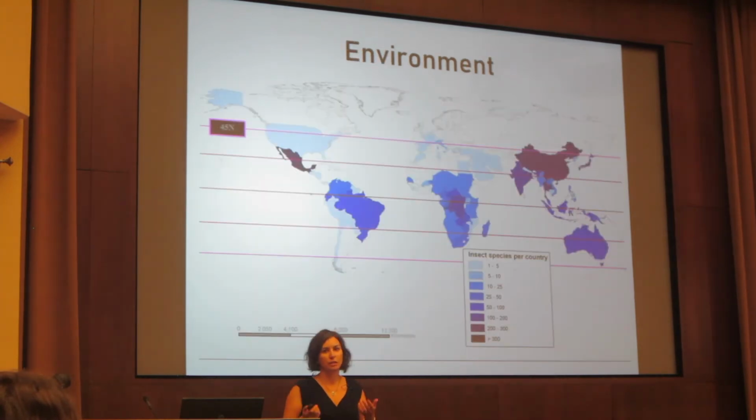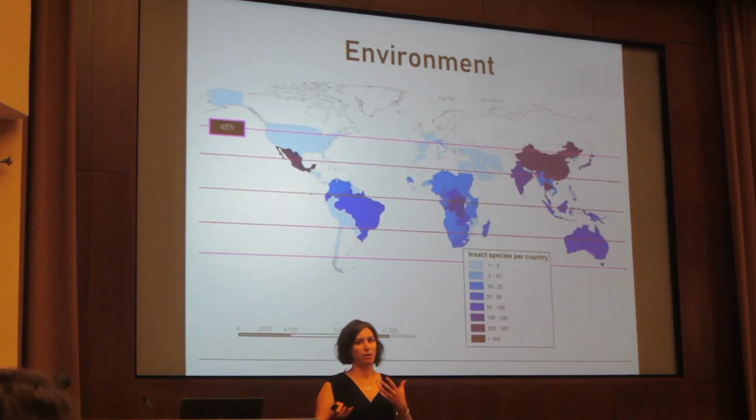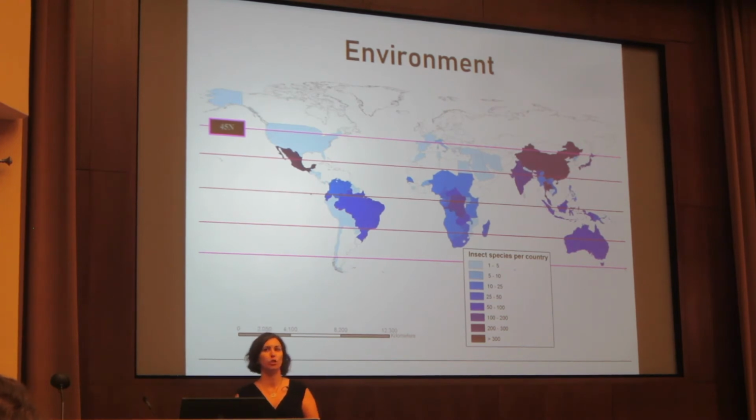We know that insects are largely a tropical resource. And so when we're thinking about our attitudes here, we have to think about the deep history of food in Europe, and then it didn't include a lot of insects.